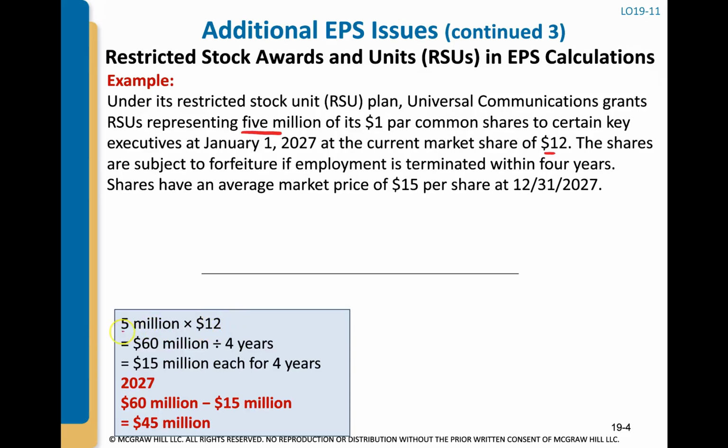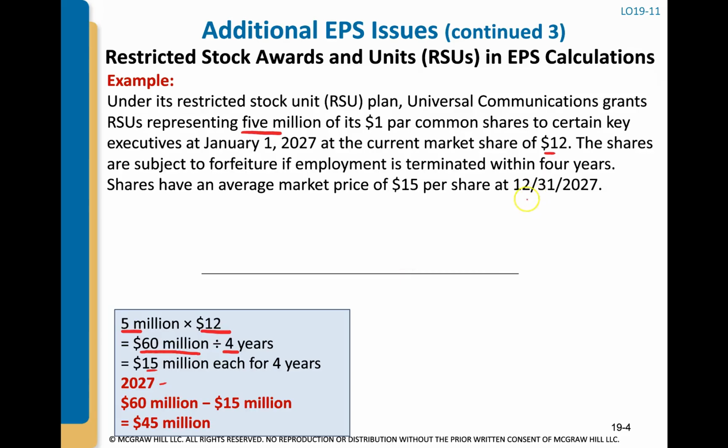And we're going to take the total number of shares granted multiplied by the market share at the date of grant, which is $12. So we're going to have $60 million of compensation expense related to these RSUs, and their vesting period is 4 years. So we're going to spread out that compensation expense over 4 years, which means we're going to expense $15 million per year starting in 2027.